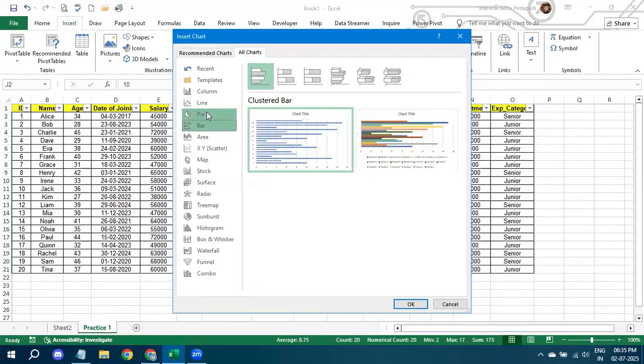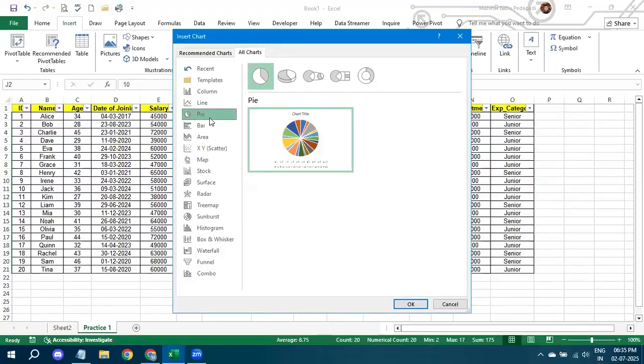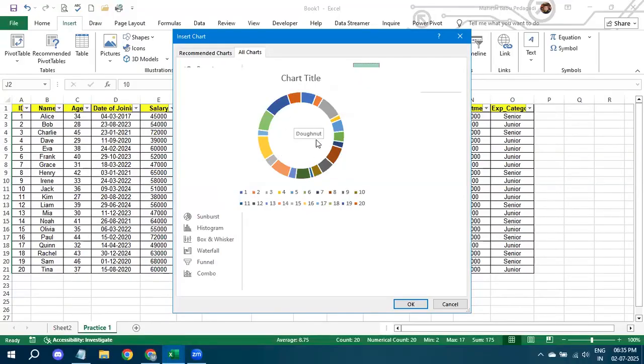When someone is asking about part to whole analysis, then you go for a donut chart. This is called a donut chart or a pie chart. In a donut chart, you will have a hole like a donut, whereas a pie chart is a complete picture.